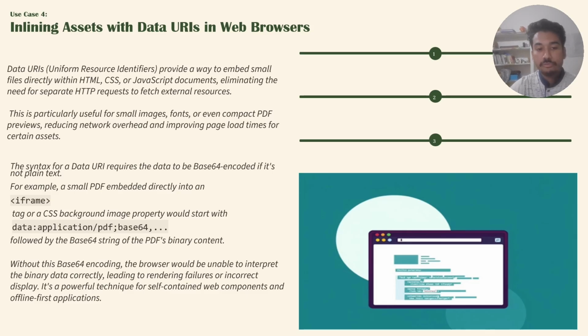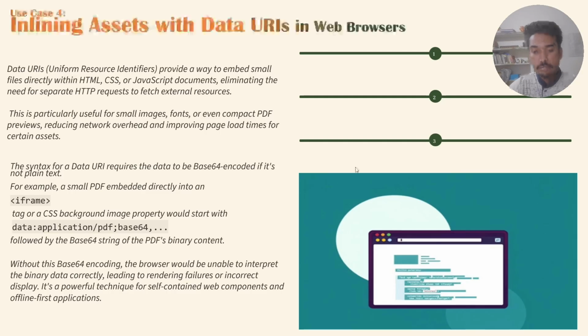But here's the catch. If the asset isn't plain text, like a PDF or an image, you need to Base64 encode it first. That's what makes it browser friendly. For example, if you are embedding a tiny PDF in an iframe tag or using a Base64 image in a CSS background, it would look something like data:application/pdf followed by the encoded string. Without Base64, the browser wouldn't actually know how to handle the binary data and things would break. So this technique is perfect for self-contained components and offline first.